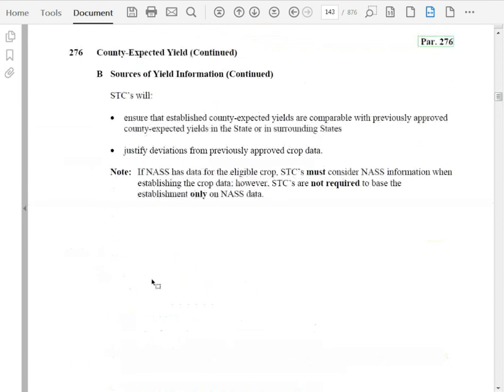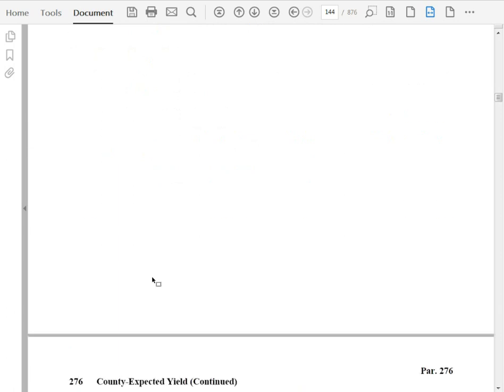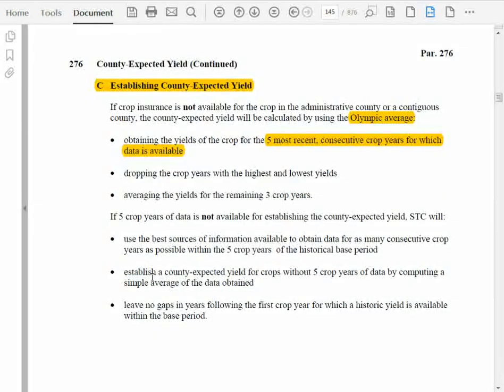The state committee is going to want to take a look at the proposed yield information that they gather each year and compare it to previous years to make sure that it's reasonable or in line with prior years' production totals. Whenever they're establishing a county expected yield, they're going to use what's called an Olympic average. The way that that's done is by looking at the most recent 5 years of information and then dropping the high and dropping the low and then doing the simple average of the remaining 3.